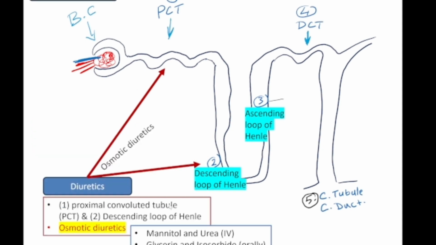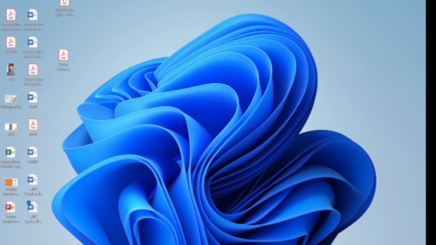Next we have osmotic diuretics, and the site of action will be the proximal convoluted tubule and the descending loop of Henle. So two places, as you can see here. Examples are mannitol and urea. This medication is prescribed IV. I will maybe minimize this one just in case we need to see the entire slide.